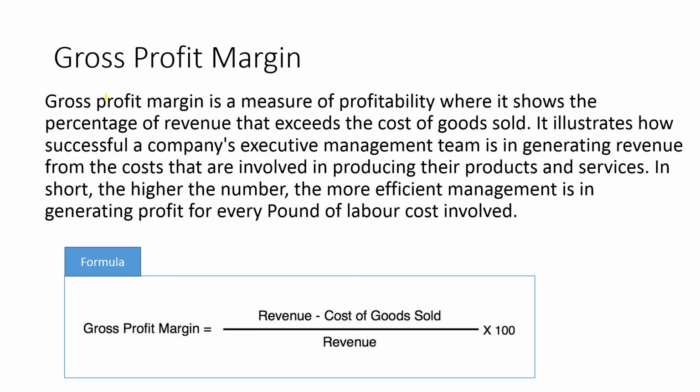Okay, so gross profit margin. Gross profit margin is a measure of profitability that shows the percentage of revenue that exceeds the cost of goods sold. It illustrates how successful a company's executive management team is in generating revenue from the costs involved in producing their products and services. In short, the higher the number, the more efficient management is in generating profit for every pound of labor cost involved.